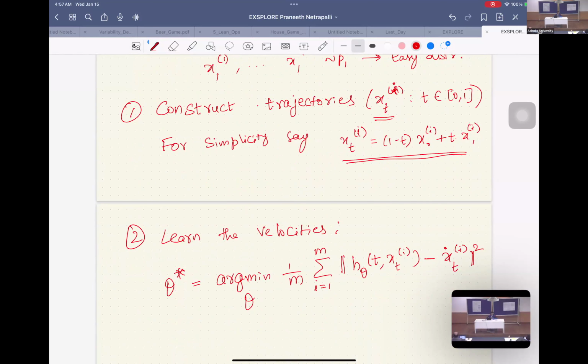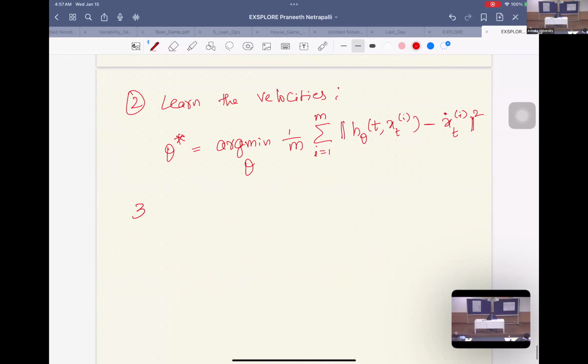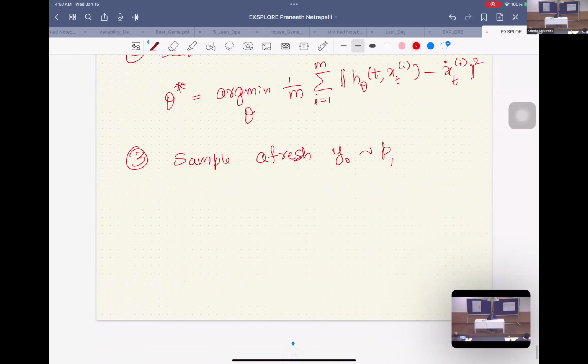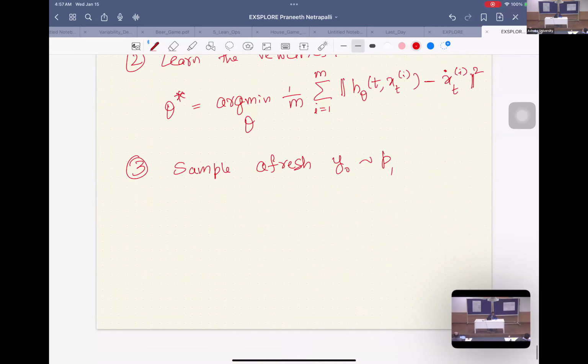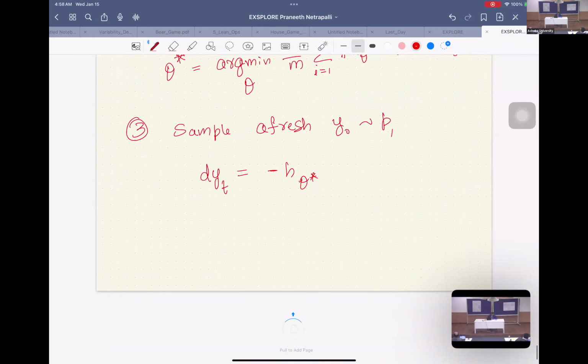Yeah, we will come to the reversal now. So this is to learn the velocities, and the reversal is just reversing the velocities. During test time, we sample afresh y0 from P1, from this easy to sample distribution, and then we do dyt equal to minus h theta star.